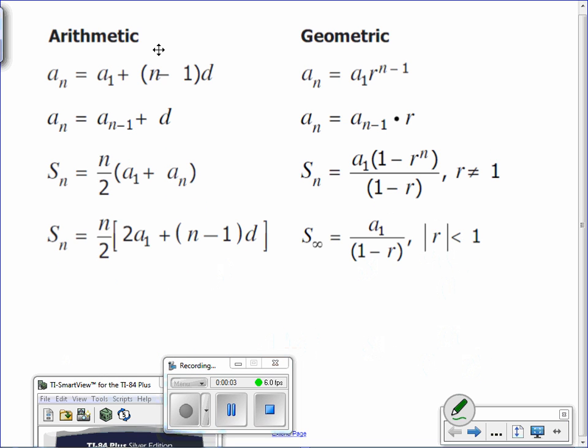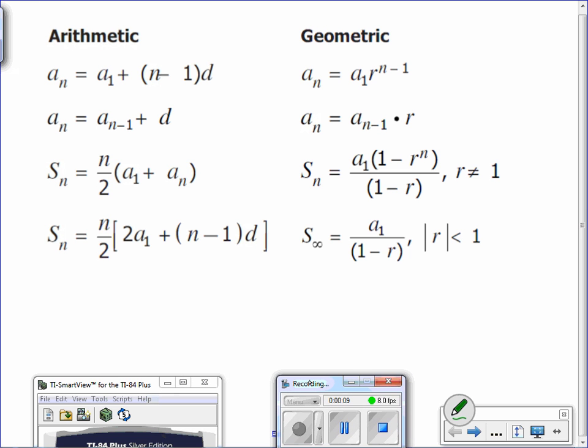All right, here's your review for Chapter 8 on sequences and series, arithmetic and geometric sequences and series. On the SOL or on your test next Thursday or Friday, you will have these formulas given to you. We really only discussed a few of these, because you don't really need them all the time.